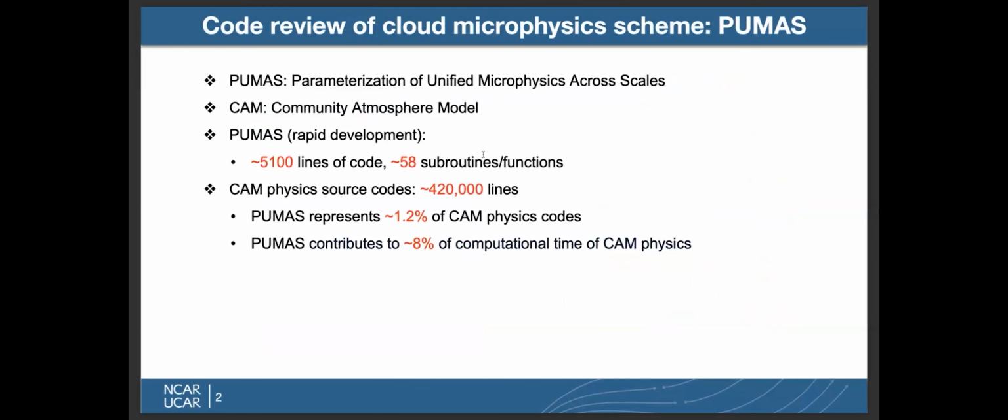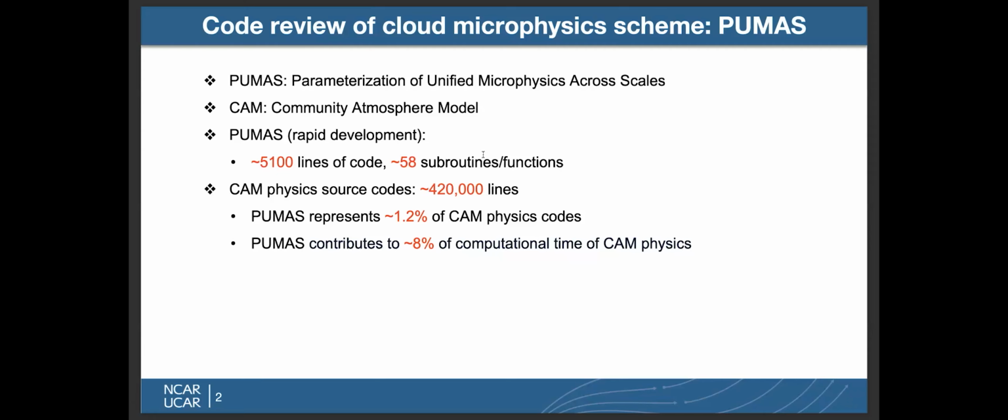There are many cloud microphysics parameterizations. The one we are exploring in this work is called PUMAS, short for Parameterization of Unified Microphysics Across Scales. It is widely used in many atmospheric models, such as CAM, short for Community Atmosphere Model, used in this work. I want to mention that PUMAS is not a static code. It is under rapid development.